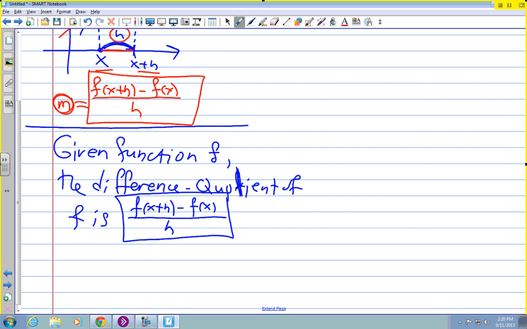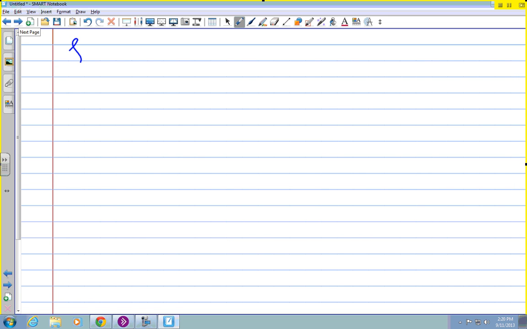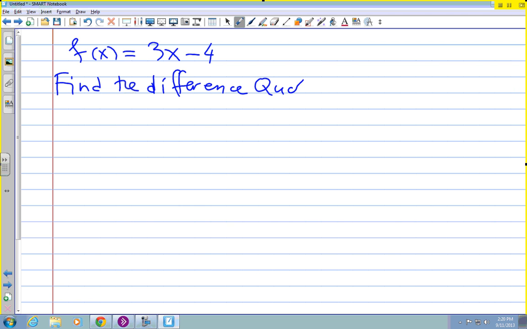So, if I give you a function, now let's do something simple. Let's say f of x equals 3x minus 4, and I ask you to find the difference quotient, which is again this expression. So let's try and set this up.